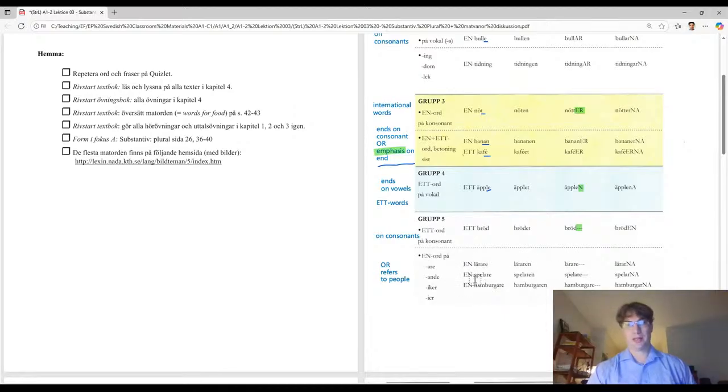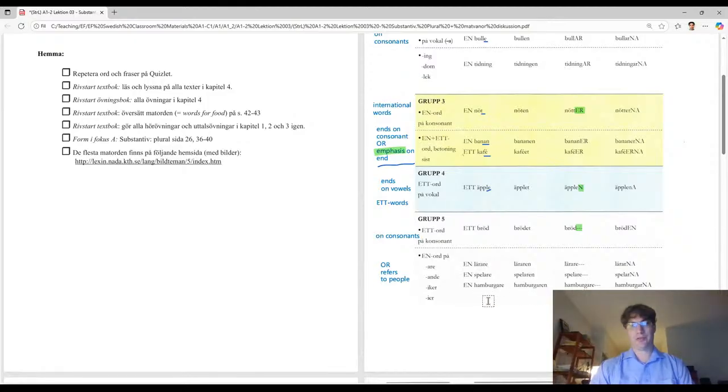En spelare, so the -are suffix, will get you många spelare, many players. And the same with the hamburgare, so that originally meant the person from Hamburg, but of course nowadays it refers to the cuisine, the hamburger you eat. So in hamburgare, många hamburgare.